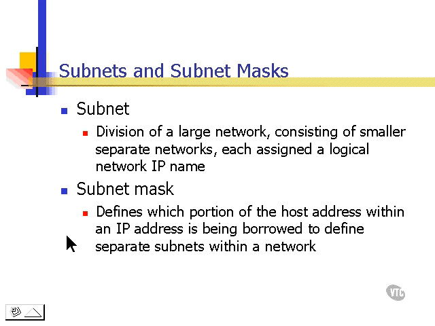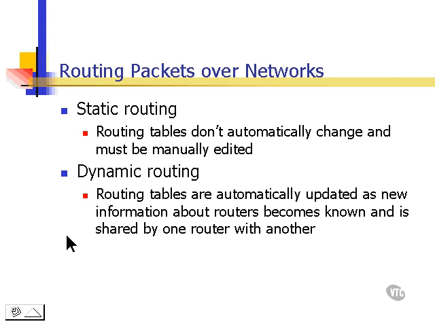In order for routers to be able to pass information between networks, routers need to know about each other. And routers are extremely smart. Routers are little computers. And routers keep what's called a routing table. There are 2 different ways that a routing table can be kept up. We have static routing, in which the routing tables don't automatically change, but must be manually edited by an administrator.